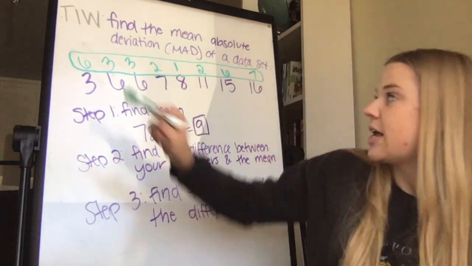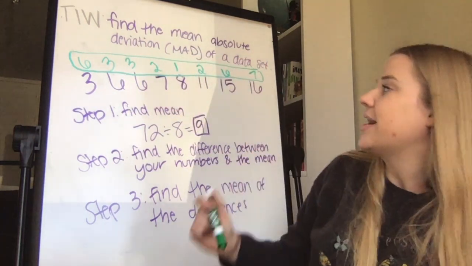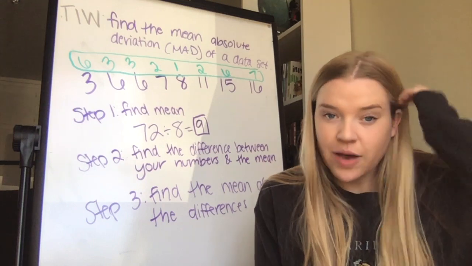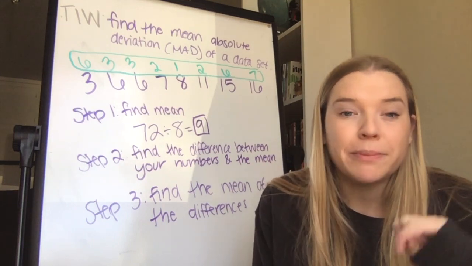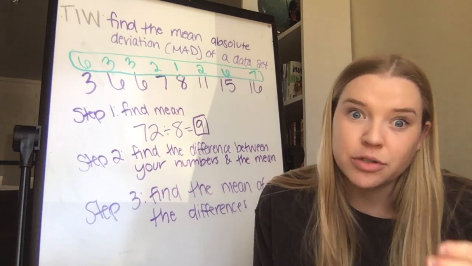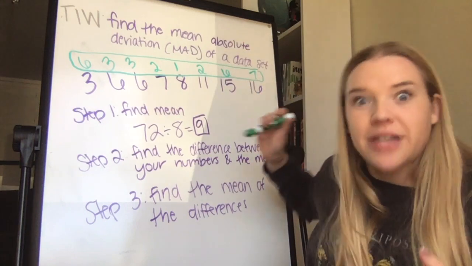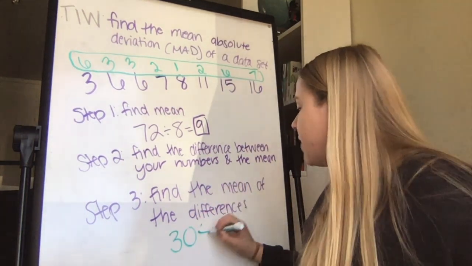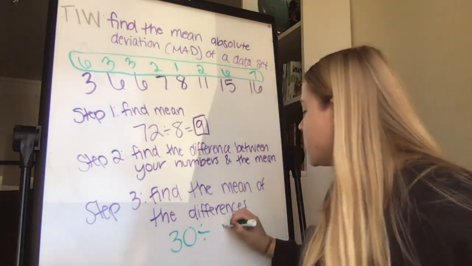I want you to pause and add 6 plus 3 plus 3 plus 2 plus 1 plus 2 plus 6 plus 7, and I want you to divide by how many numbers there are. If you added up all of these numbers together, you should have got 30 as your total, but we still need to divide by how many numbers there are. So 30 divided by, there's 1, 2, 3, 4, 5, 6, 7, 8 numbers.